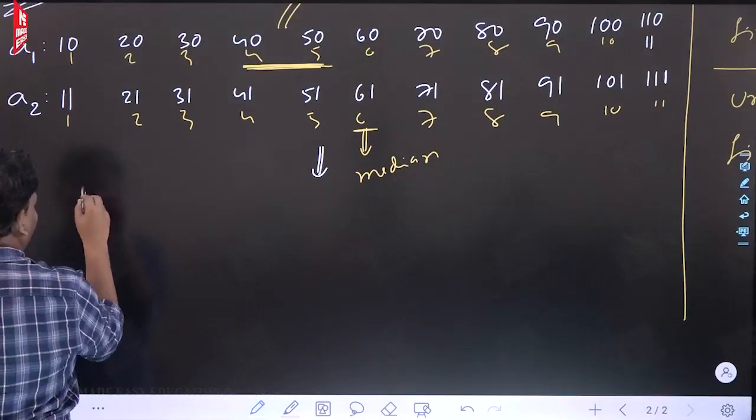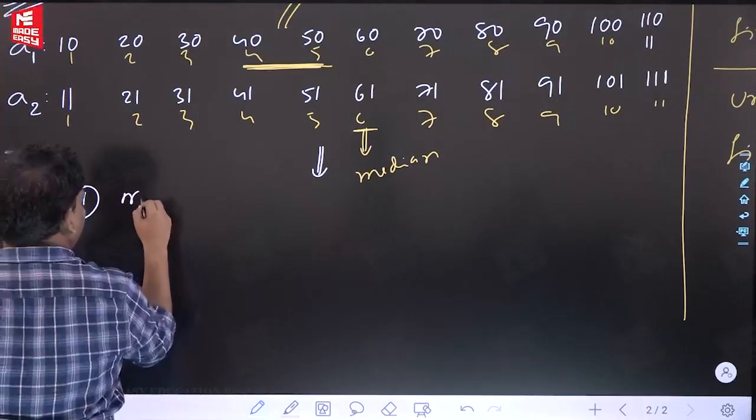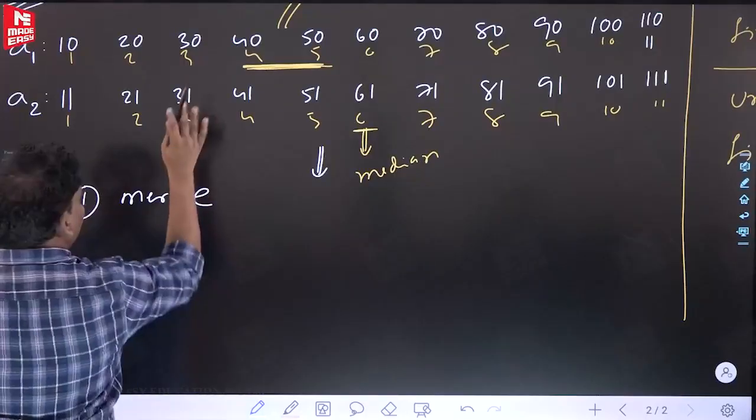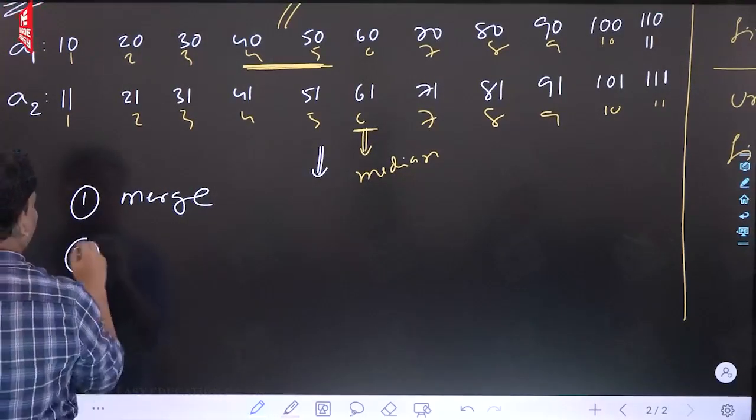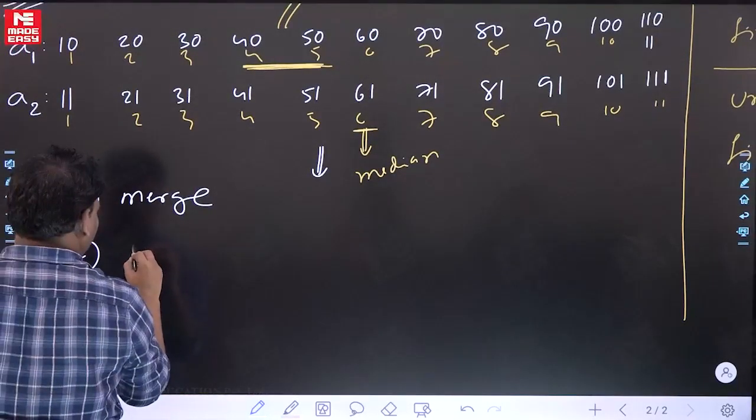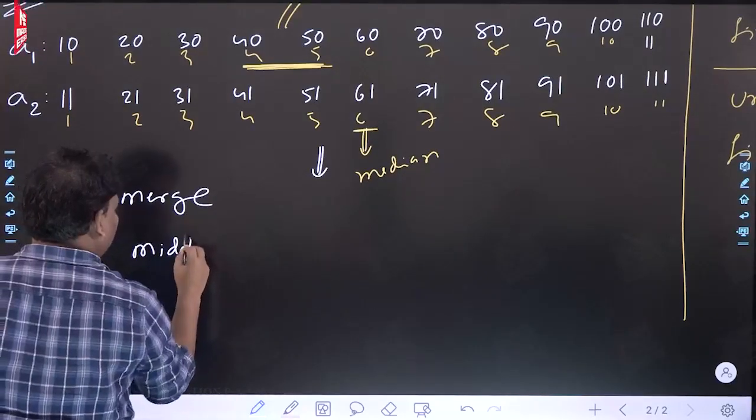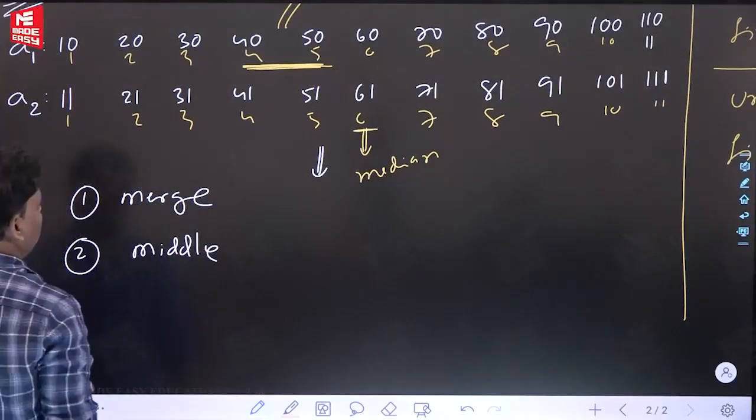Let me write this one. One algorithm is going to be: first merge both of them. After merging is over, just take the middle person. After merging is over, take the middle. This is the one way.